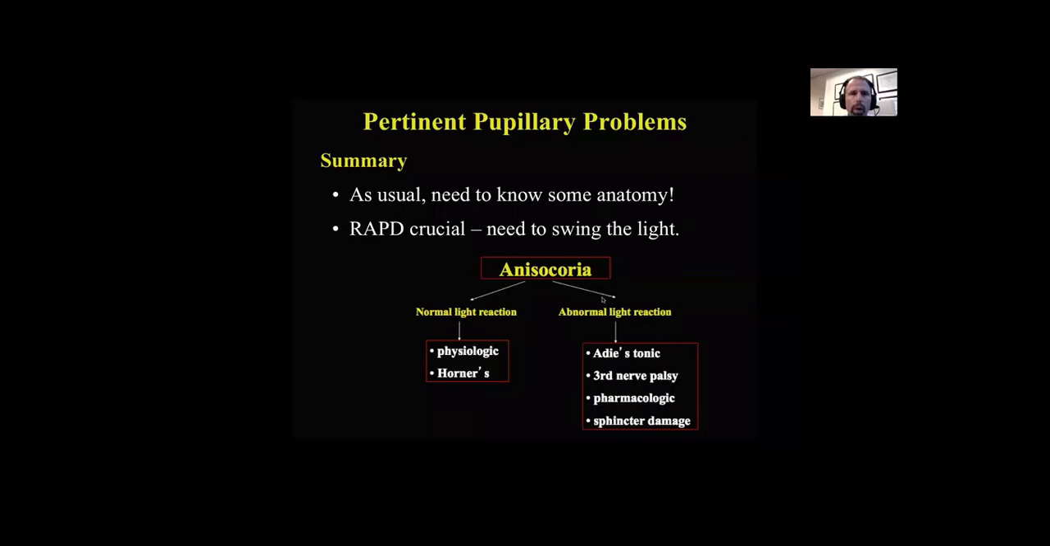Can we have a patient with no pupillary involvement in third nerve palsy? Yes, in the setting we just mentioned of a microvascular, diabetic, hypertensive cause, I routinely see no pupillary involvement.